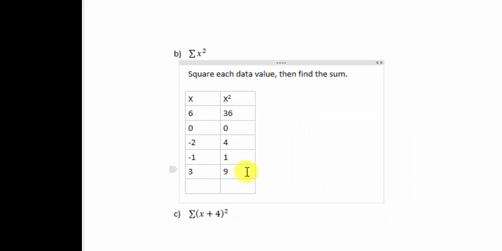So to find the sum of the x squared values, we'll need to add up 36 plus 4 makes 40, plus another 1 plus 9. So 40 plus 10 would make 50. 50 is the sum of the x squared values.